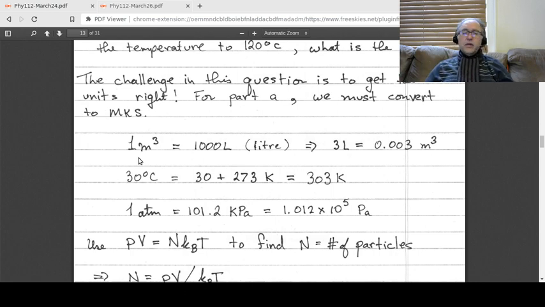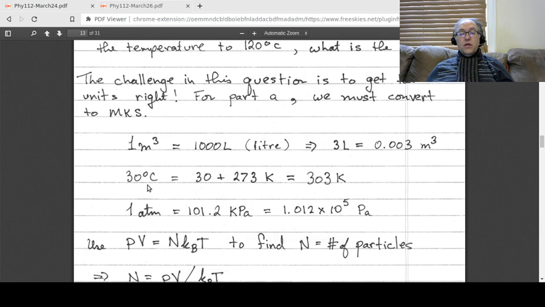Okay, so 1 cubic meter is basically 1,000 liters. All right. So what does that mean? That means that 3 liters is 0.003 cubic meters. In other words, if you want to convert from liters to cubic meters, just divide by 1,000. Okay, and that's what this is saying right here, that conversion in there.